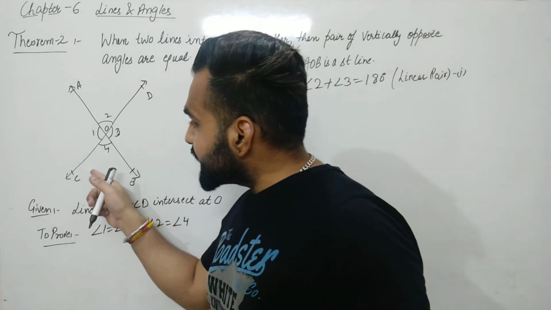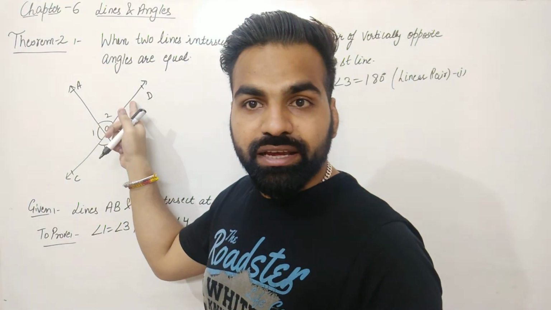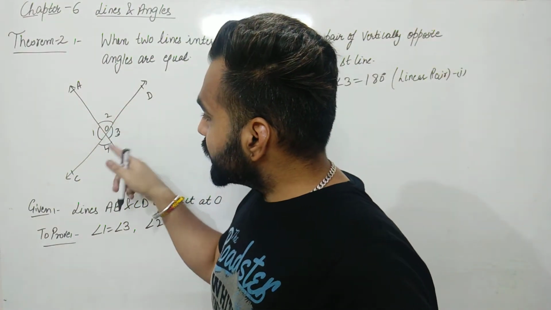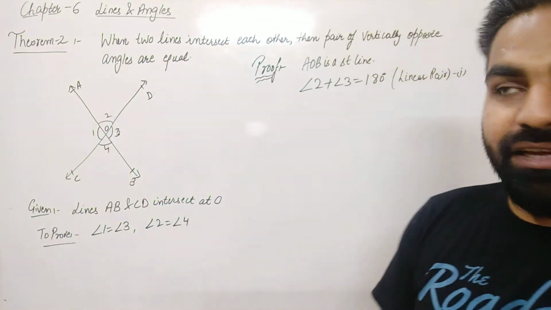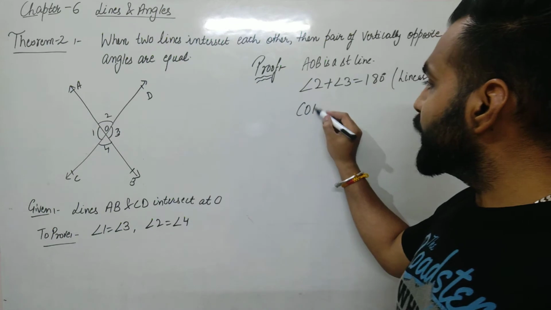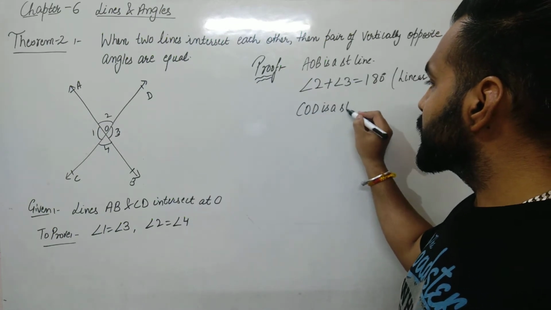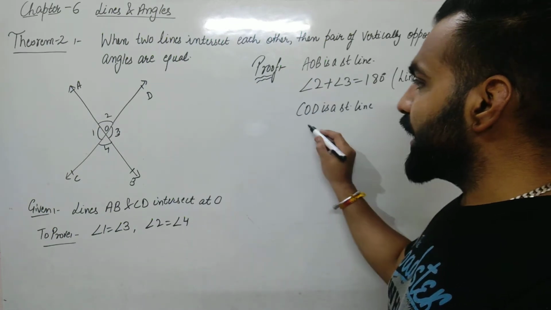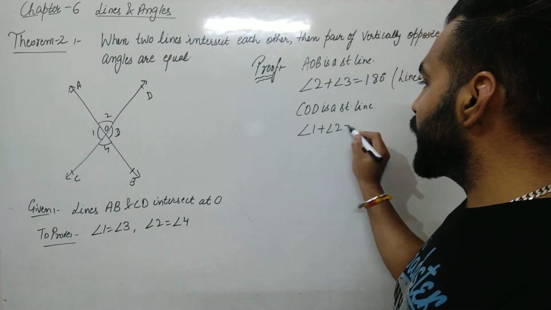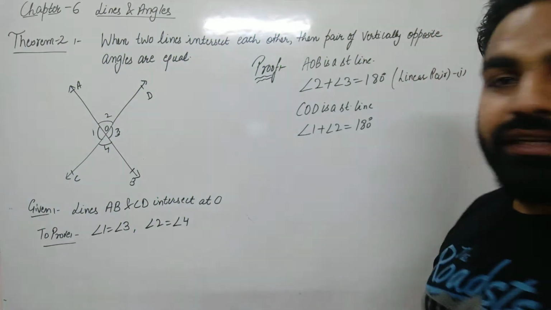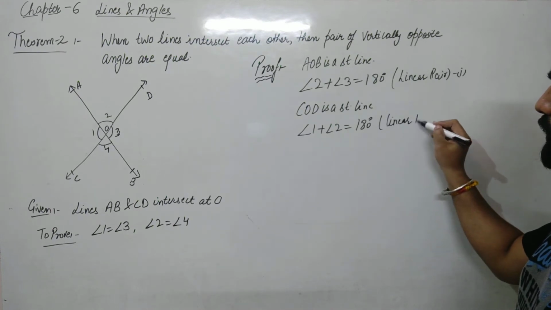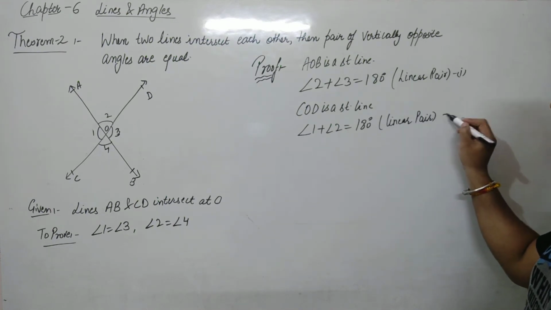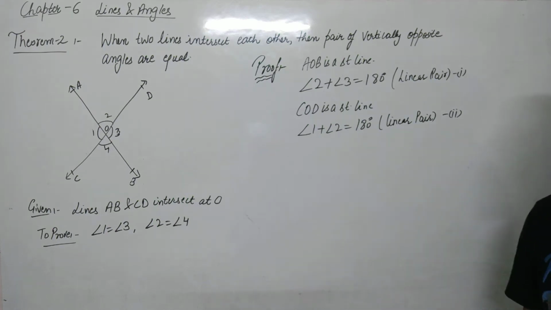Again we can see that COD is also a straight line. So angle 1 plus angle 2 will also form linear pair. So COD is a straight line, so angle 1 plus angle 2 will also form linear pair, and the sum will be equal to 180 degree. So let us suppose this is equation number 2.